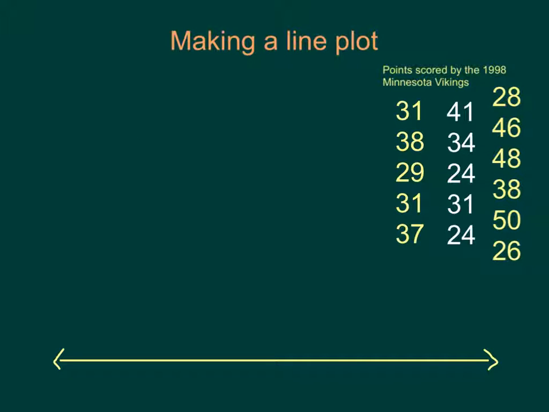So let's take a look at how we make a line plot. So you can see over here I've gathered some data. That's our information here. And this data you can see that I've gathered is the points scored by the 1998 Minnesota Vikings. Now you might ask yourself, why would I look at that?